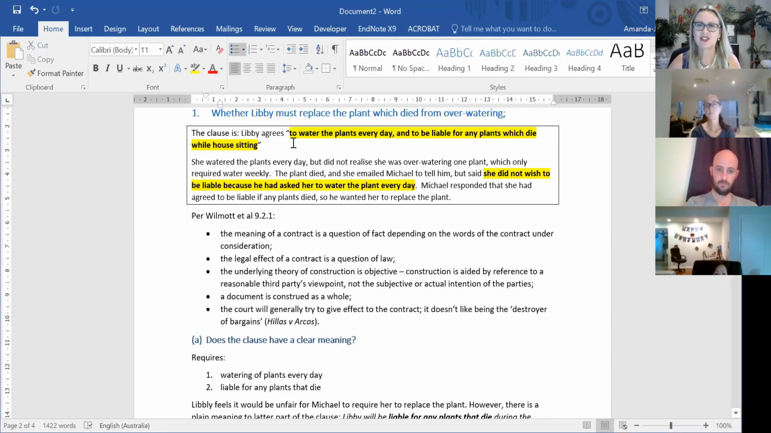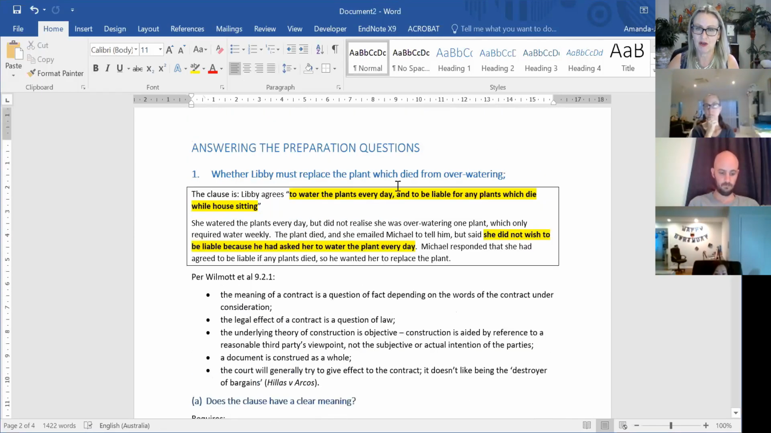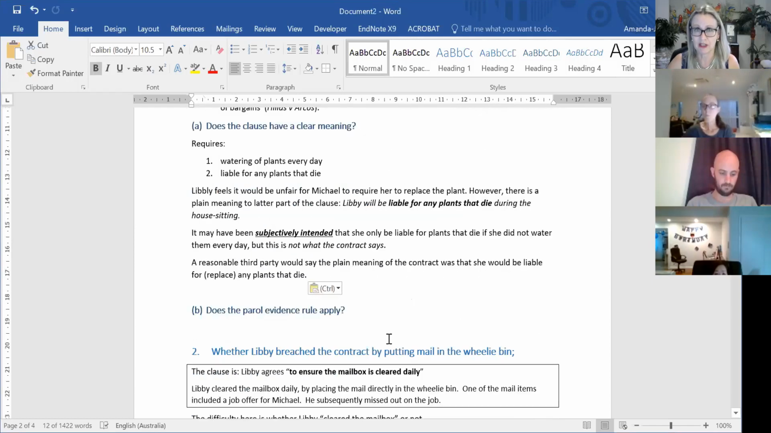But in this case, it just says she's got to water the plants every day and she's going to be liable for all the plants that die. Unfortunately for her, I think a third party would say she's copped to the fact that if any die, she's going to be responsible. There's nothing in the plain words that would limit that latter phrase to only plants that didn't require watering every day. I think it would be an uphill battle, but nevertheless there is scope for the thing to be argued.